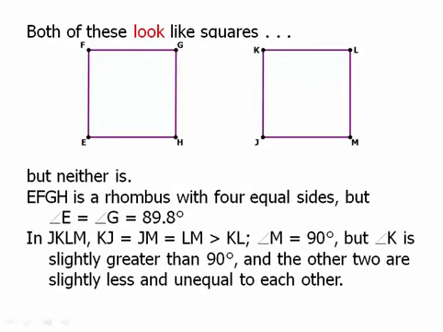The other one has 3 equal sides, and that has one side that's a little bit less. KL is a little bit less. It looks like angle M is 90 degrees, but angle K is greater than 90 degrees, and the other 2 are slightly less and unequal to each other. So that's a totally irregular quadrilateral, but drawn to scale, it looks like a square. So even if we have something that is drawn to scale and looks like a square, there's no guarantee that it is a square.